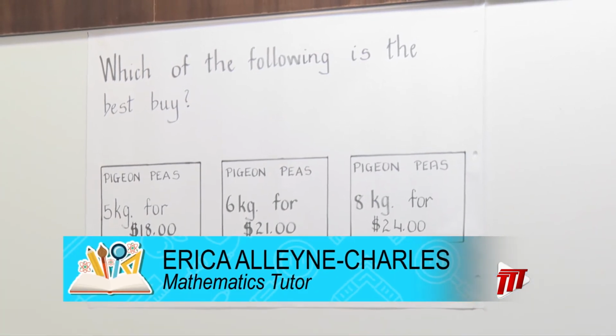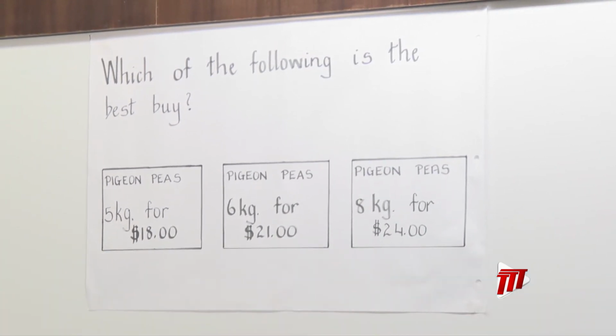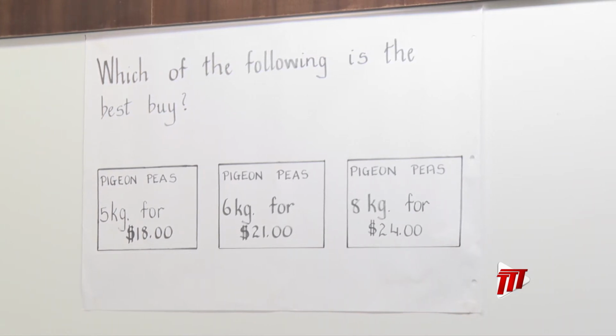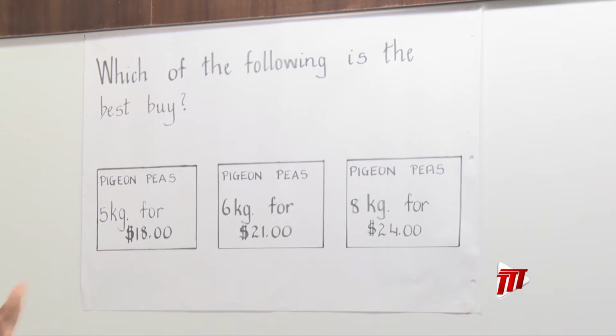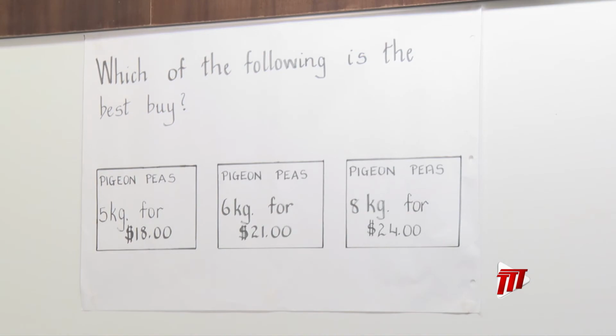Which of the following is the best buy? We are purchasing pigeon peas. Pigeon peas, 5 kilograms for $18. Pigeon peas, 6 kilograms for $21. Pigeon peas, 8 kilograms for $24. Which one do you think is the best buy? You know, some of you will say 5 kilograms for $18.